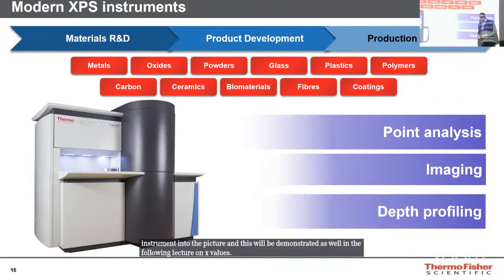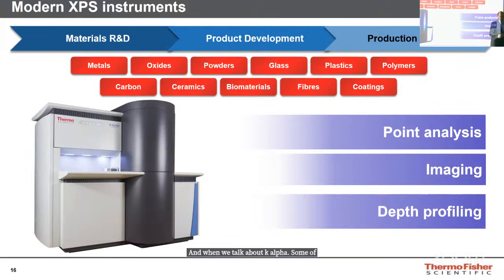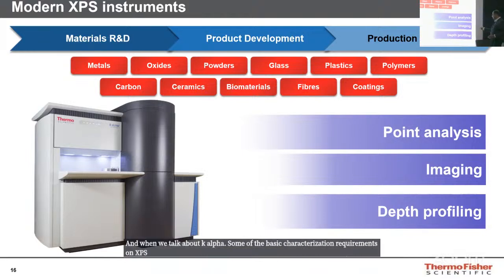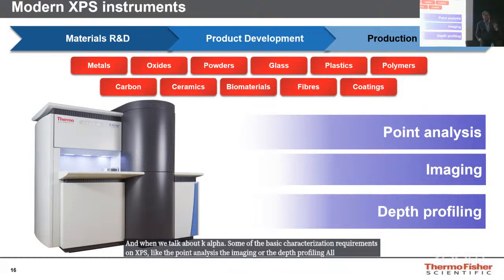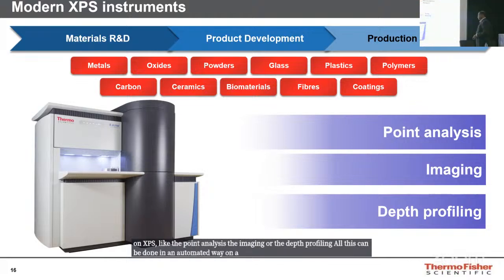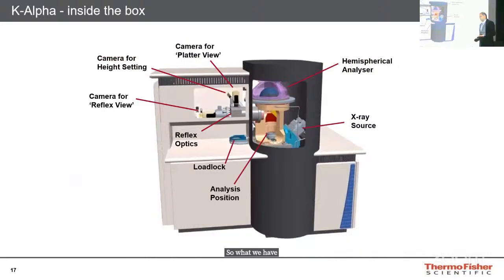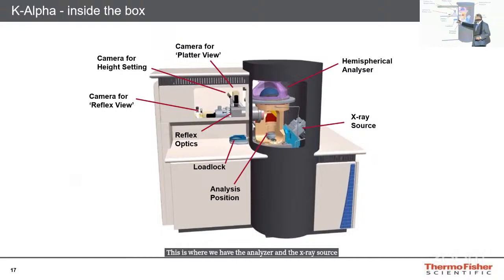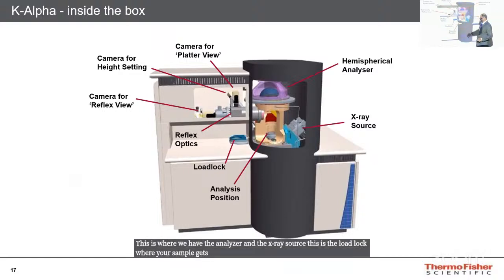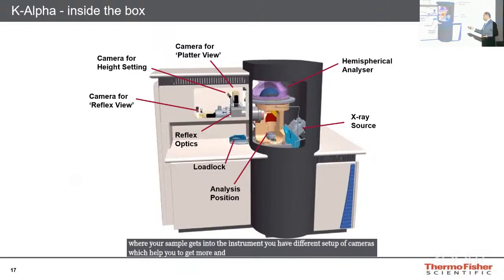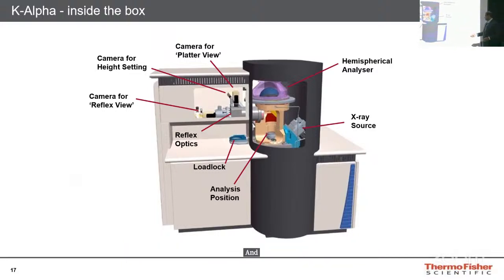And when we talk about K-alpha, some of the basic characterization requirements on XPS, like the point analysis, the imaging, or the depth profiling, can all be done in an automated way on a K-alpha instrument. This is a picture of the instrument which we will see. This is where we have the analyzer and the X-ray source. This is the load lock where your sample gets into the instrument. You have a different setup of cameras which help you get a better view of the sample. And then you have a box which encloses the whole instrument.